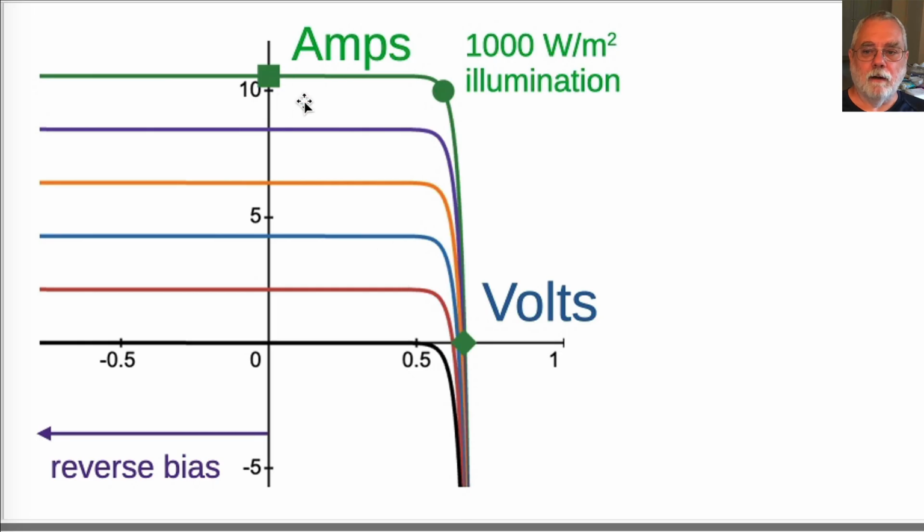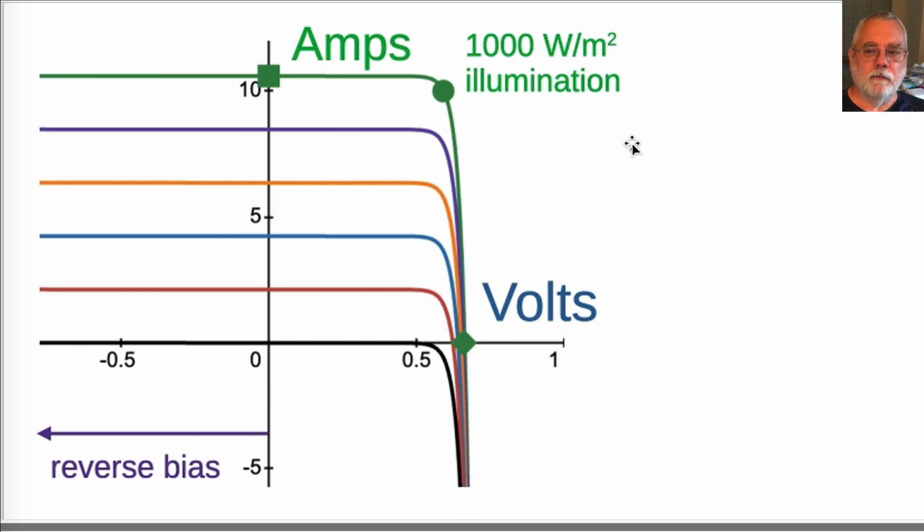The green square at the top is the point on the green maximum illumination curve with 0 voltage. Short circuit. This is the maximum current for this curve in the upper right quadrant. 10.6 amps for this particular graph, but it varies for different solar cells and solar panels. Power is 0 because voltage is 0.